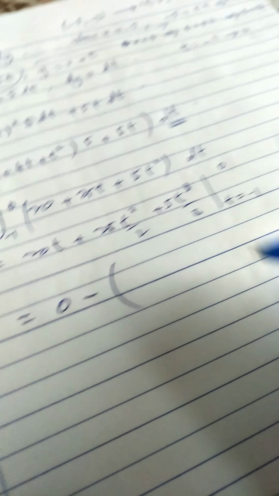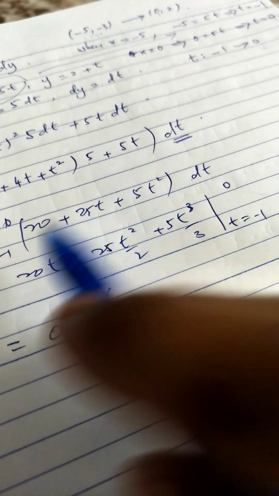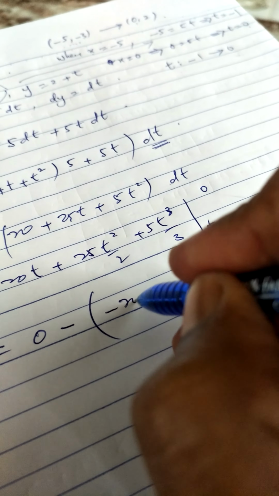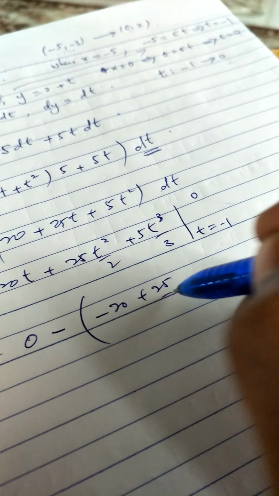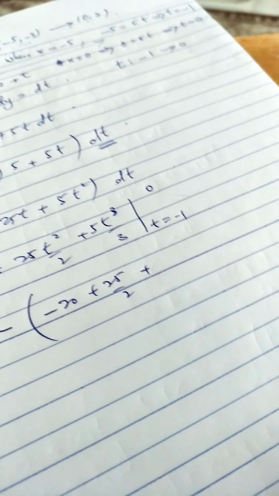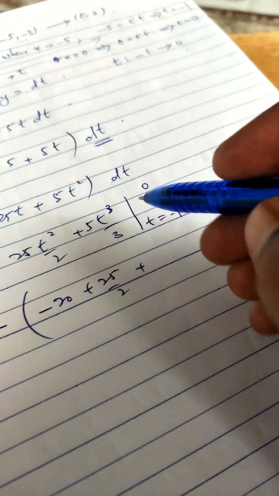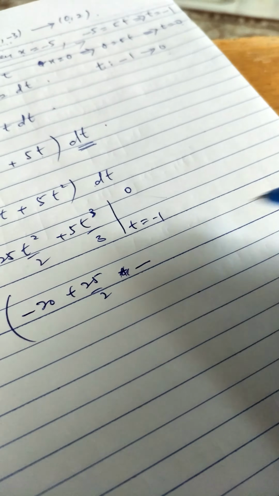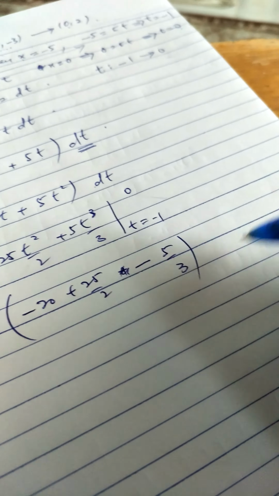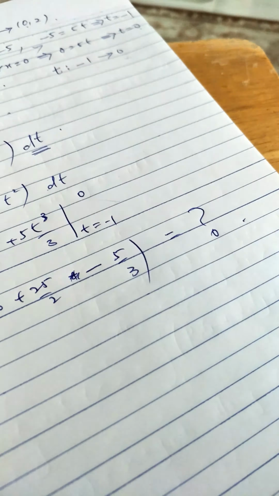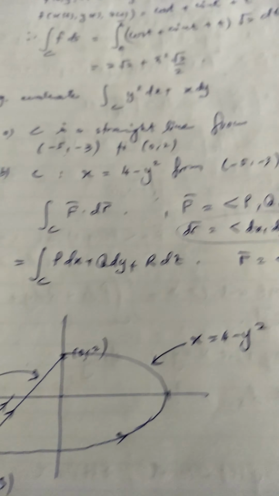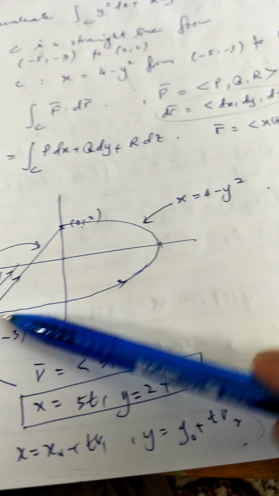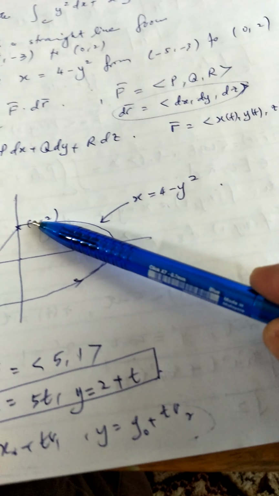0 minus, put t is -1, so you have -20, then plus 25 over 2, and this one is a negative, so we have -5 over 3. Then you can find what is the answer for that. I just leave that part. Now, the first part here, we integrate through the straight line.